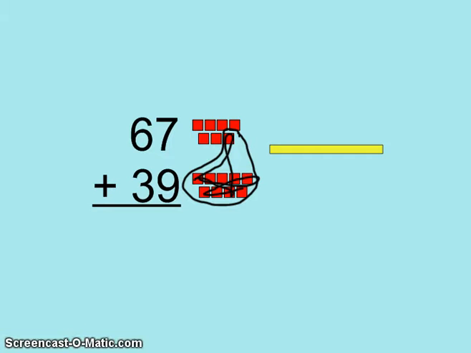That's 16. I could put my 6 down. That's my ones. I have 6 ones. And I'm going to regroup my 10 or my rod. So here I have 1 ten and 6 ones. Now I can add my tens. Remember, this is 6 tens, not 6. So 6 plus 3 is 9, plus 1 more is 10. I now have 106.